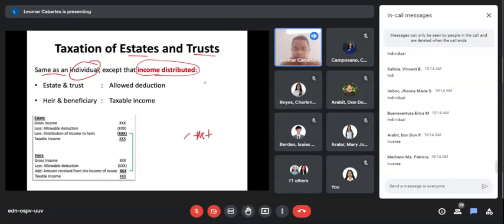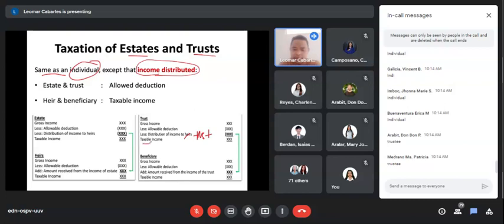So, pag nag-compute ka ng tax, same lang. Except lang for the income distribution. You have to remove that from your income to arrive at taxable income. But the beneficiaries and the heirs should reflect them as their income. Hindi naman pwedeng hindi i-reflect dito sa baba. Kasi magiging source lang yan ng tax evasion. No? Distribute ng lahat, then wala ng taxable income. Okay? So, hindi nga lang applicable to if the trust is administered in foreign countries. Okay?